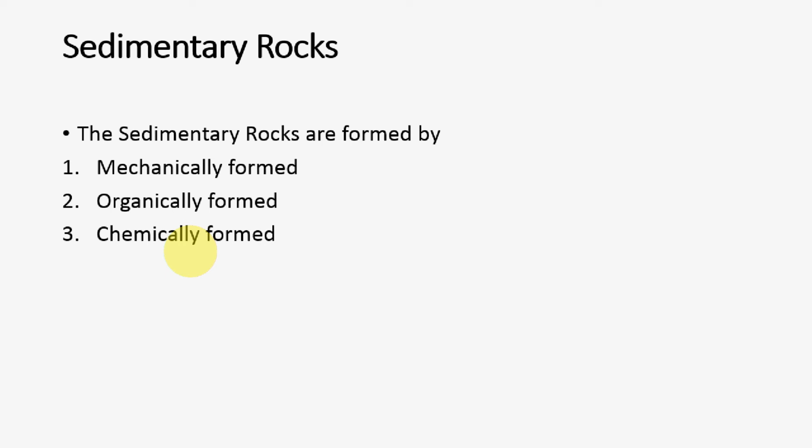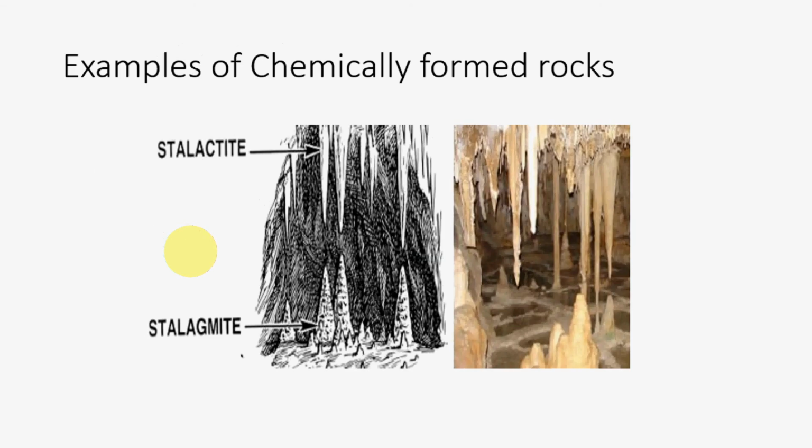Now, the third point is chemically formed sediments. In some places we have a lot of minerals in the water. Once that water evaporates, only the minerals remain, and due to that, various kinds of structures get formed. The best examples are stalactites and stalagmites. I'll just show you an image of how it looks.